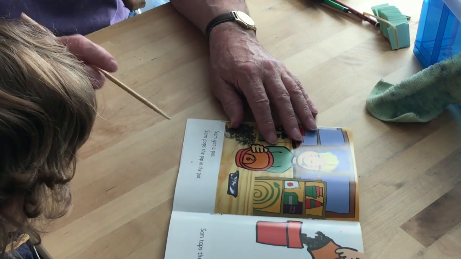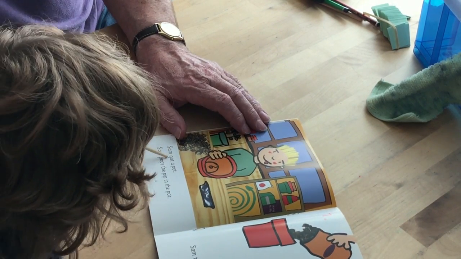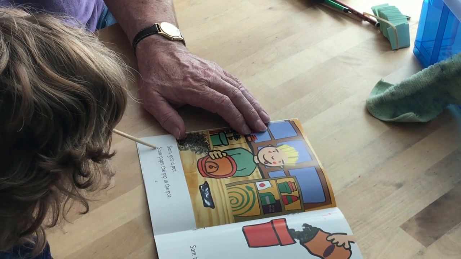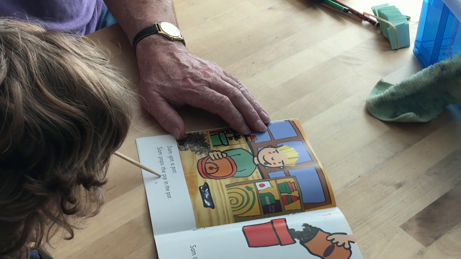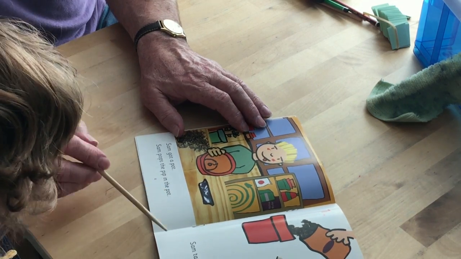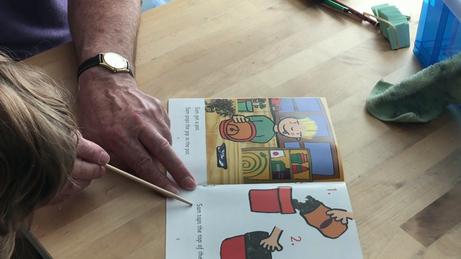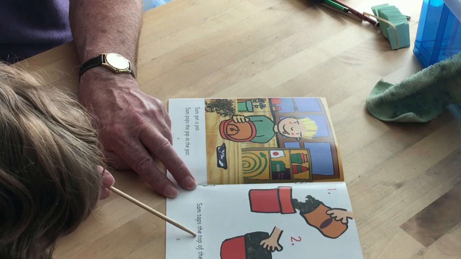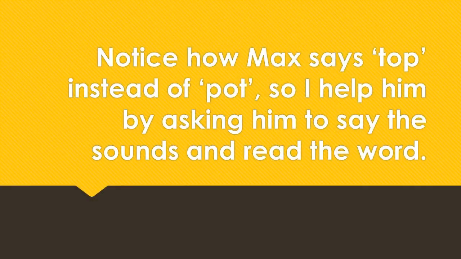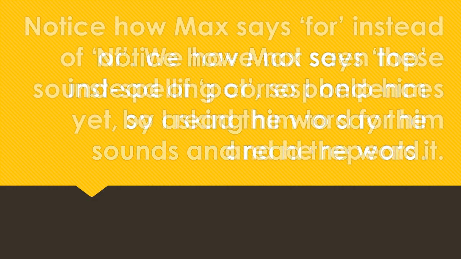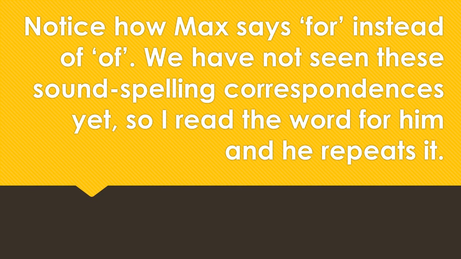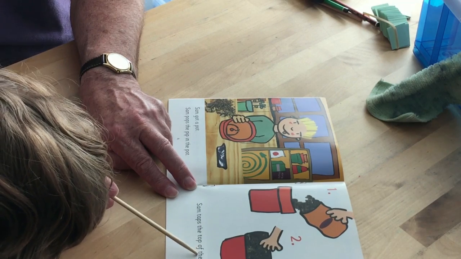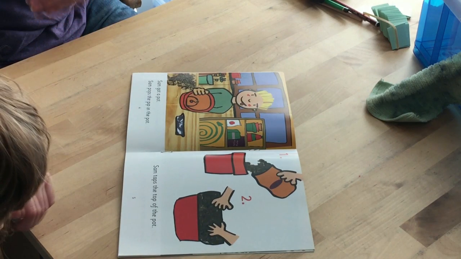Can we read one more then, do you think? Sam got a pot. Sam pops the pip in the pot. Good boy. Good reading. Sam taps the pot for the, say the sounds. Top. For the top of the pot. Good boy, well done.